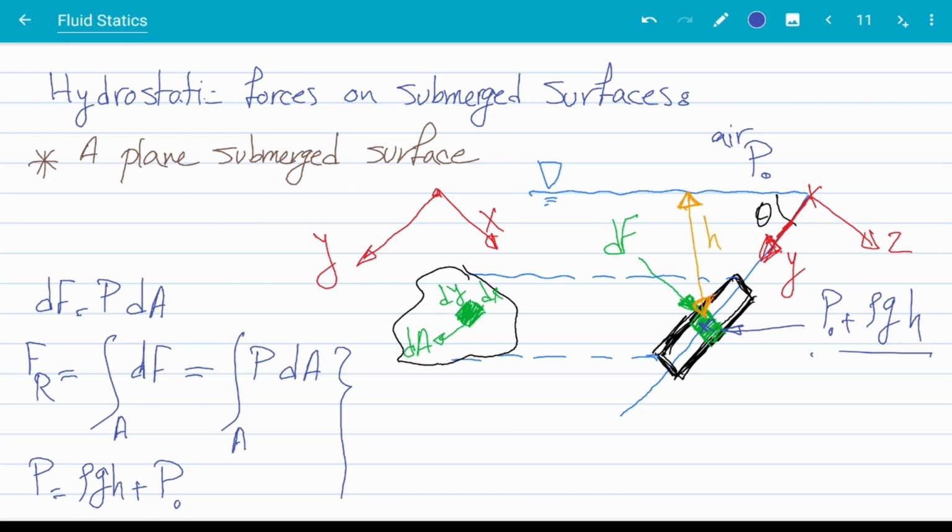What is the relation between h and y? Now, if you take a closer look at the drawing on the right, you can probably guess the relation. h is y sine theta. Now, y here is the coordinate of the green element on the y-axis. In order to find the h, or the depth of this element, you have to multiply y by sine theta. All right, now let's see how we can combine all this information together and get a single expression.